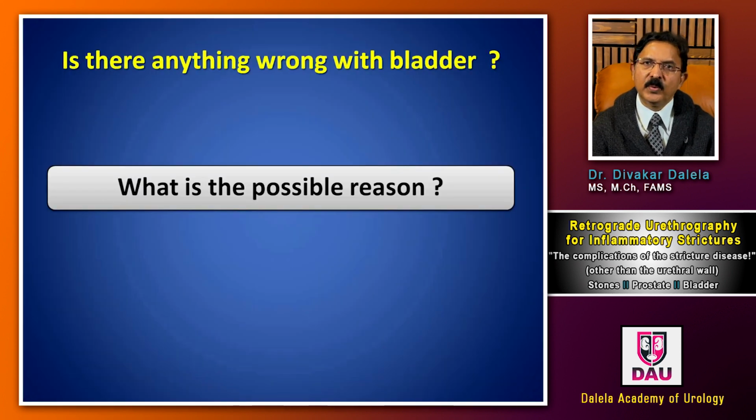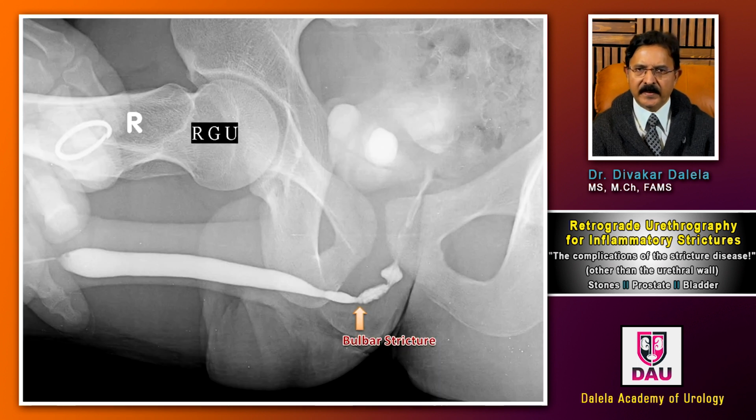Now let me take you to the bladder, the third part. Is there anything wrong in the bladder picture? Whatever contrast has gone into the bladder lumen in a retrograde urethrogram film, and I must confess that a retrograde urethrogram film is not the film to comment upon the bladder at all. But sometimes you see some shadows in the bladder, and you cannot close your eyes to them, and you have to comment upon what is there in the bladder area.